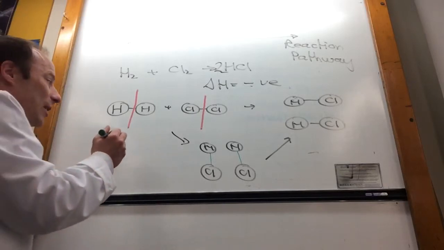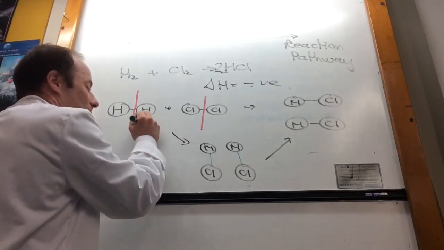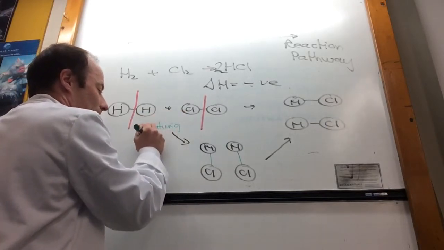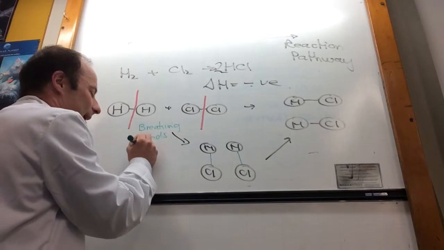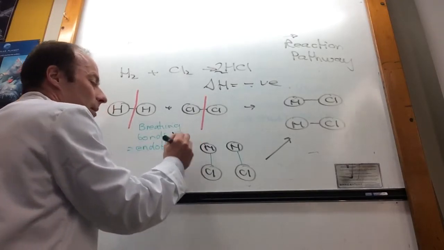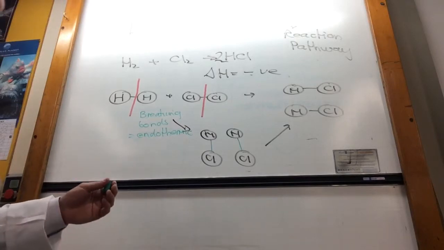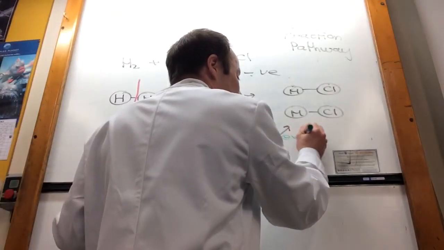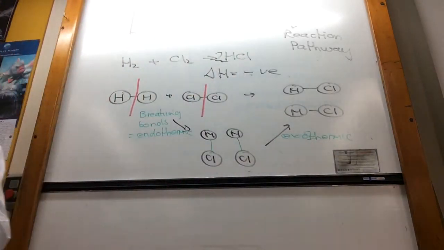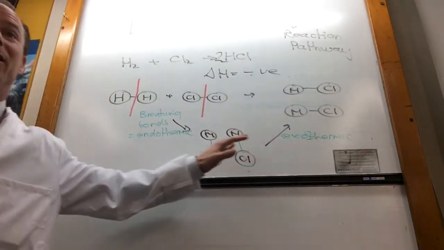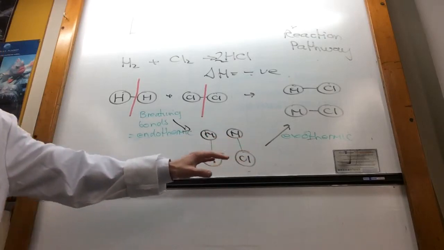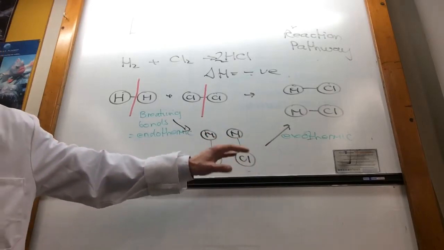Breaking bonds is an endothermic process. I've got to put energy in to break bonds. So breaking bonds is endothermic. That requires energy. Making bonds is exothermic. You get energy back from that. And it's the balance between these 2 figures as to whether overall it's an endo or exothermic reaction.